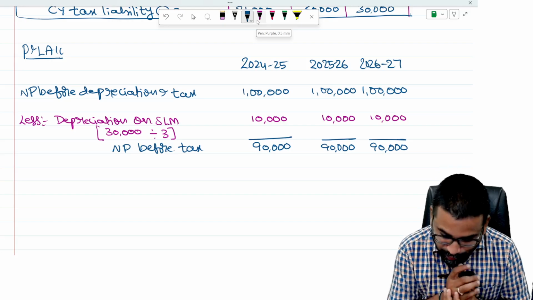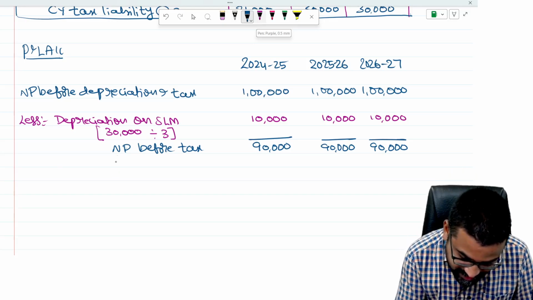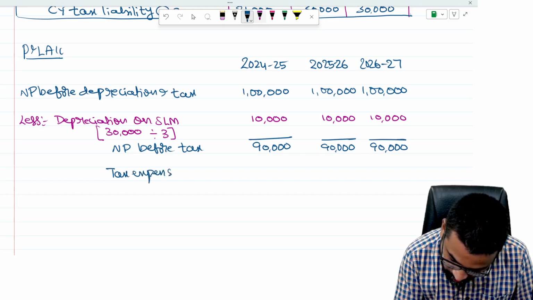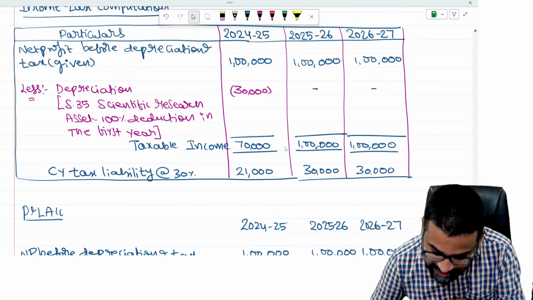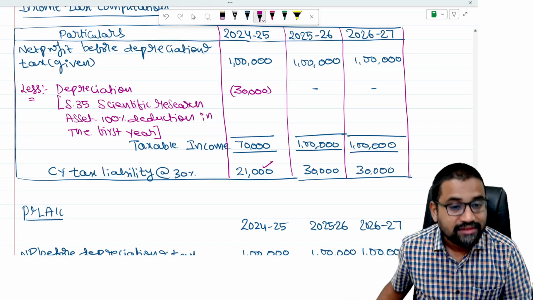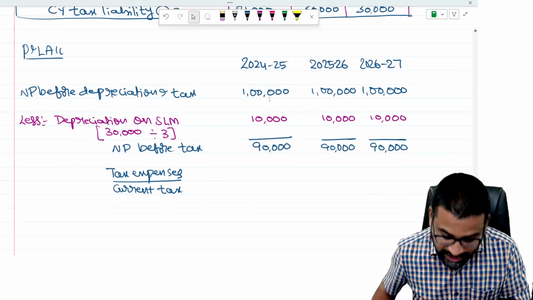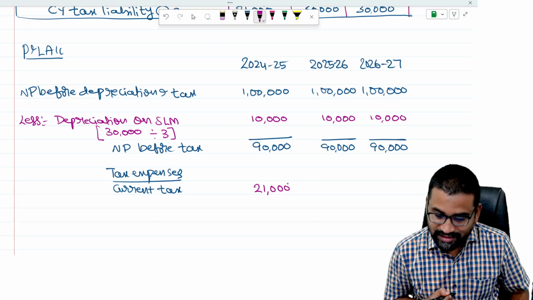Now here comes the main point. Once you have net profit, then you need to show the tax expenses, right? So from this we need to show the tax expense. First we show the current tax. You tell me what is your current tax. That means the current year tax liability by following the Income Tax Act. How much came? 21,000. See here, this one, 21. So 90,000 is net profit before tax. But what is our current year tax liability? 21,000 you have to write.